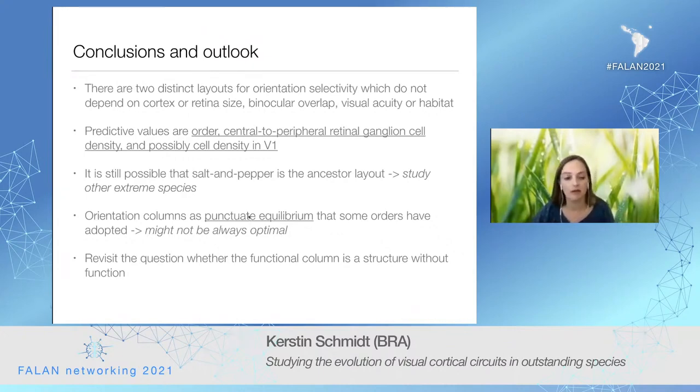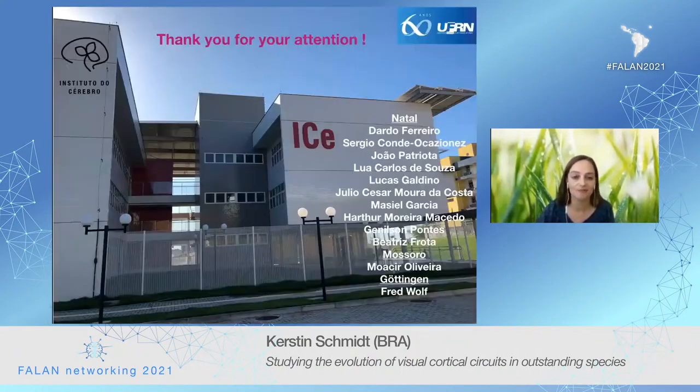And sometimes this might not even be optimal. It might have been more optimal for the little cebus monkey to adopt a salt and pepper layout instead of sticking to the columnar layout. And in this sense, last but not least, it might actually be interesting to revisit the question whether the column, which started as a functional column, is actually a structural thing without function. But we don't think this is the case. We think evolution didn't spend all this energy to develop that layout if it doesn't serve a function.